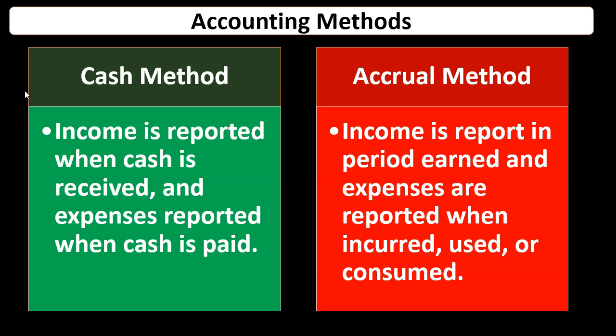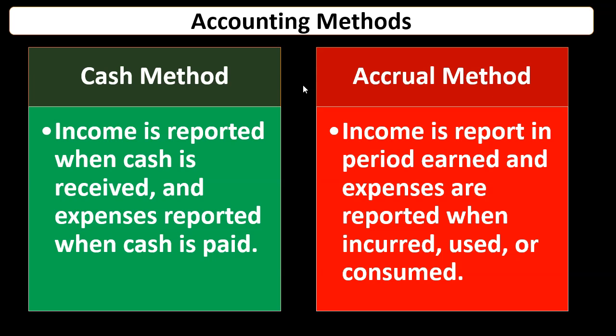So a cash method is income is reported when cash is received and expenses reported when cash is paid. So the cash method is fairly straightforward because we're going to be reporting income and expenses with regard to when cash is received and distributed. On the accrual method, income is reported in period earned and expenses reported when incurred, used, or consumed. So these are the two contrasting methods.